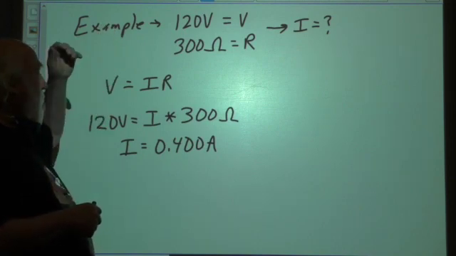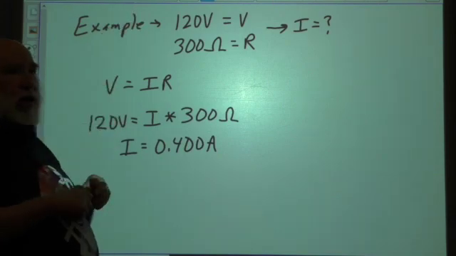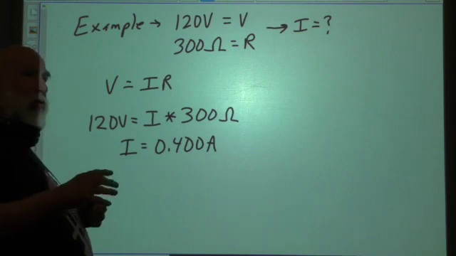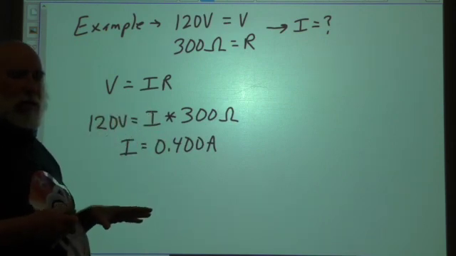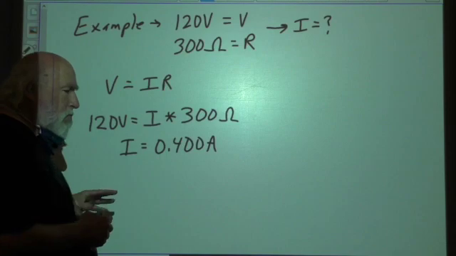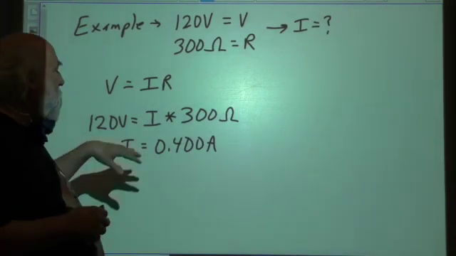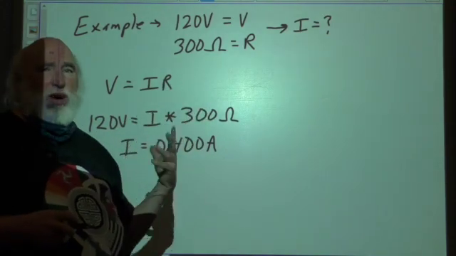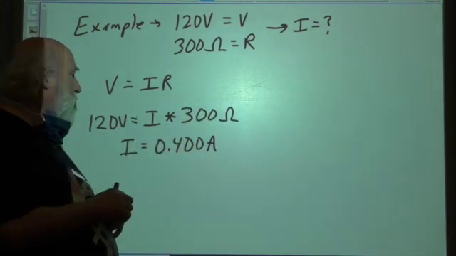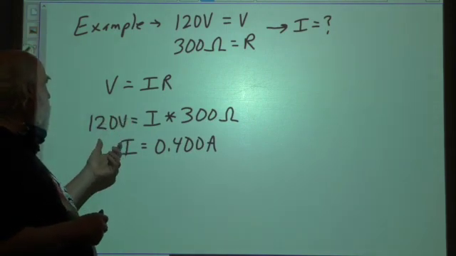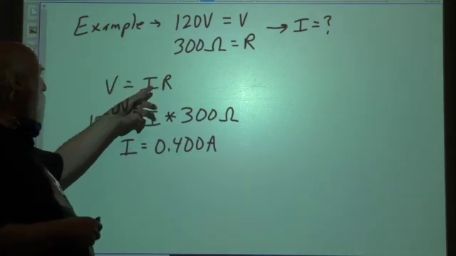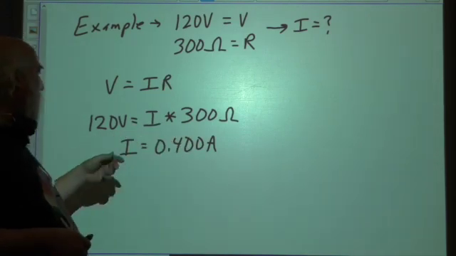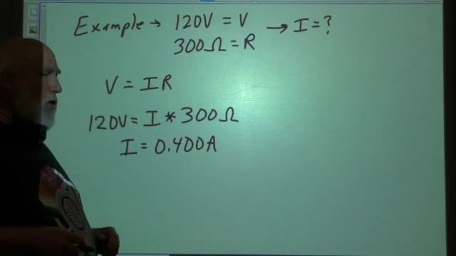So in the example I gave you, we had a home that had 120 volts going through the wiring system. The total resistance of all the appliances and the wiring came to about 300 ohms, and we want to know what is the current for that. So to figure that out, we just plug in 120 volts for the voltage and 300 for the ohms. We now have a very simple algebra problem. We divide by 300 ohms, and we get 0.400 amps.